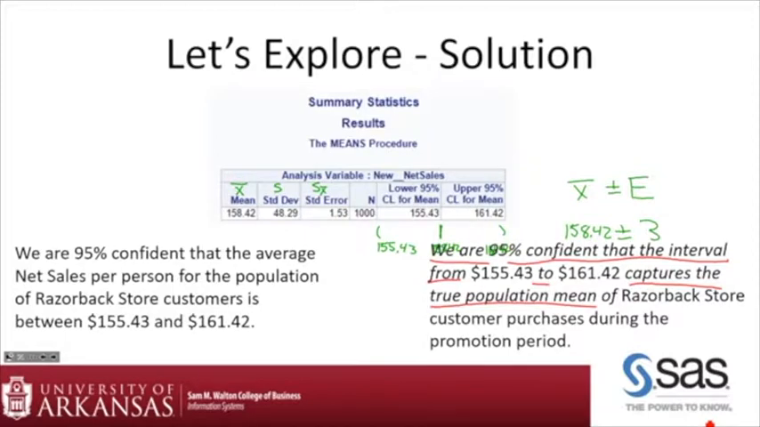I get a margin of error of $3. Is $3 really that big of a deal? It depends on the units. It could be in millions. Absolutely, right? So if I'm talking about the store overall, and my units are even thousands, a $3,000 margin of error could be a big deal. Here, if I'm talking about a $155 sale or a $161 sale, probably not that big of a deal. But yes, units make it huge.